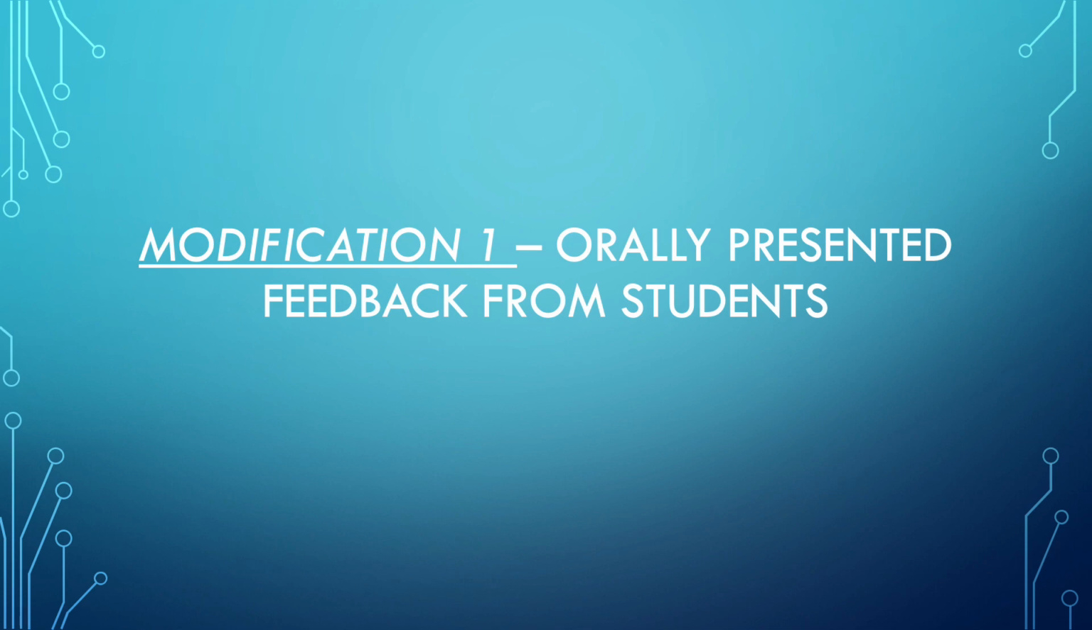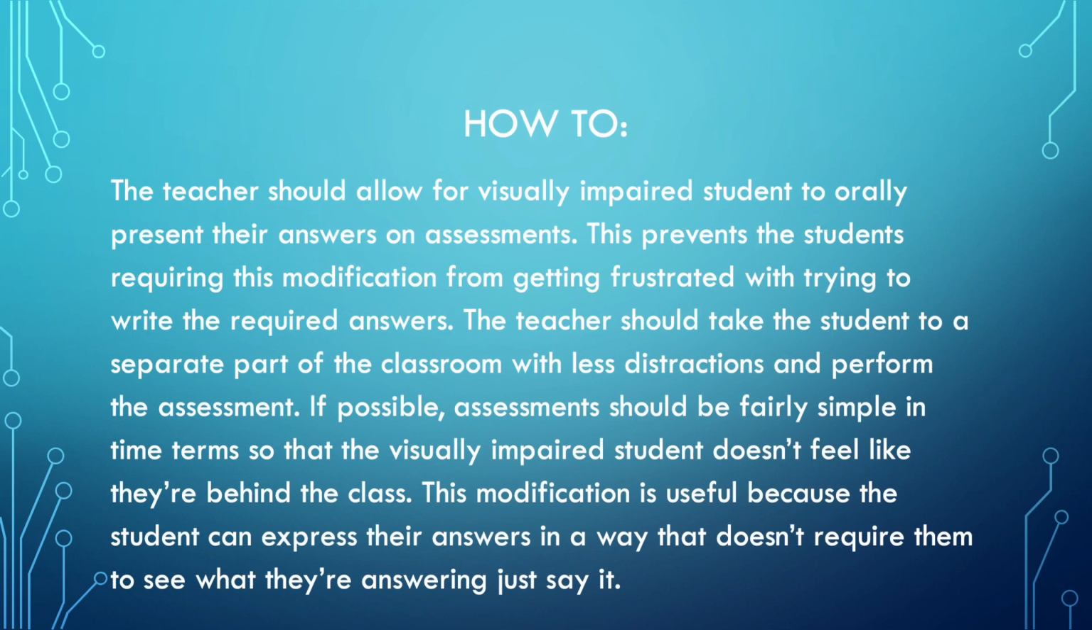The first modification I would use with visually impaired learners would be to allow them to orally present their feedback to the teacher instead of written feedback. So the teacher would modify the instructions or assessments in terms of letting them orally present their answers rather than write them down like the normal students would do in the class. The general students would write out the assignment as compared to this student who will orally express their answer.